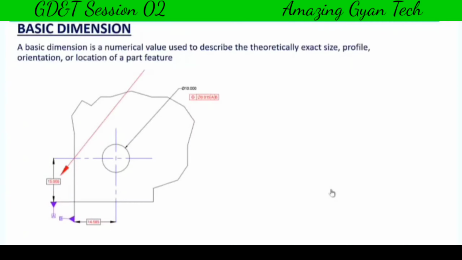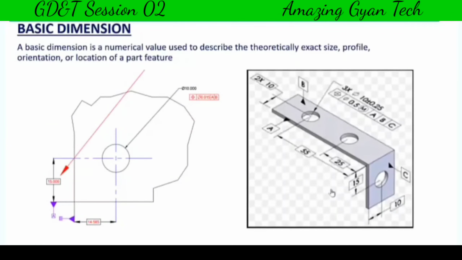A basic dimension is a numerical value used to describe the theoretically exact size, profile, orientation or location of a part feature. For example, in this drawing you can see it is in a rectangular block. Normally basic dimensions will be represented within a rectangular block. So whatever dimensions are coming within a rectangular block are considered as basic dimensions. Since it is inside the rectangular block and no tolerance is given, you need not consider that it doesn't have a tolerance.